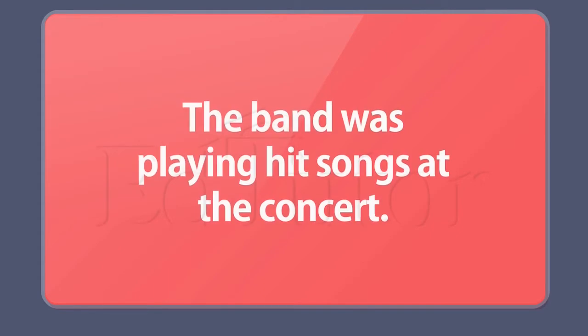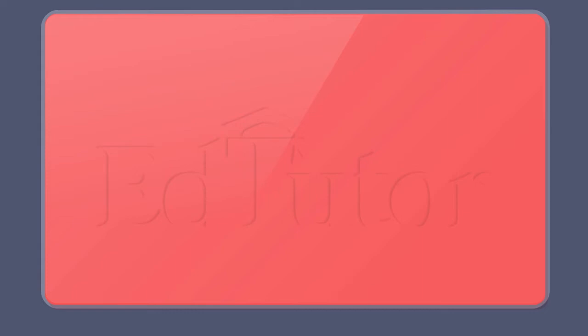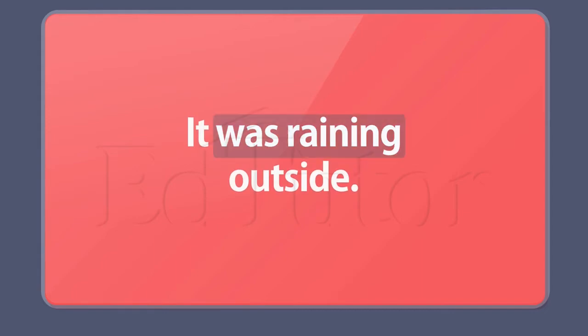The band was playing hit songs at the concert. Was playing is also in the past progressive, since it uses was, verb with ing, and describes what the band did in the concert. It was raining outside. Was raining shows that this was a continuous action. It uses the helping verb was with the present participle form of the verb raining.